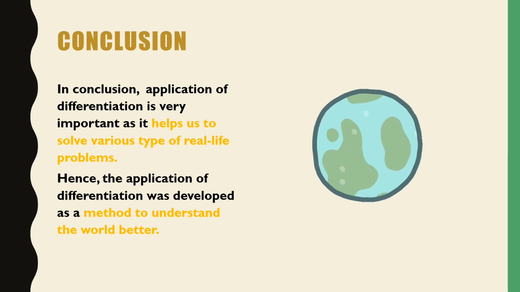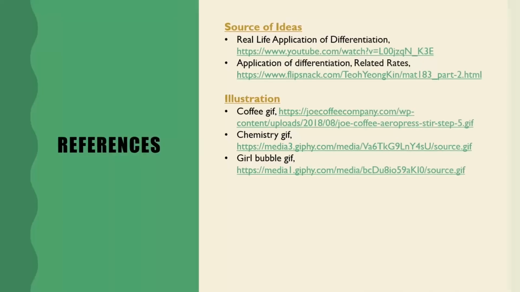Okay, so we can conclude that application of differentiation is very important as it helps us to solve various types of real-life problems, as it is used in many scientific fields which are still noticed nowadays. Hence, the application of differentiation was developed as a method to understand and improve the world better.